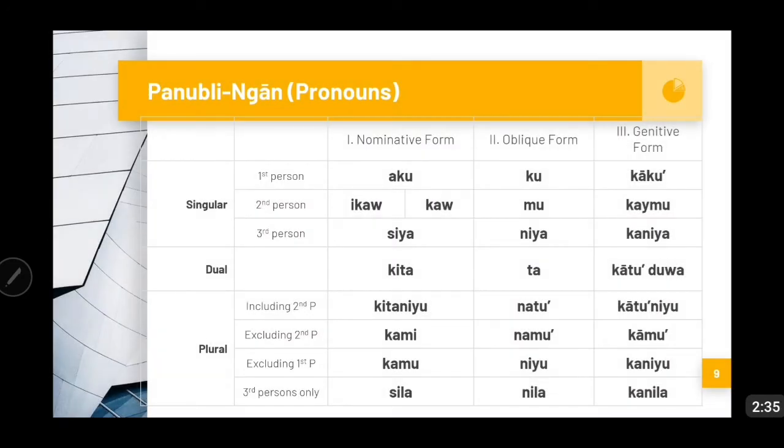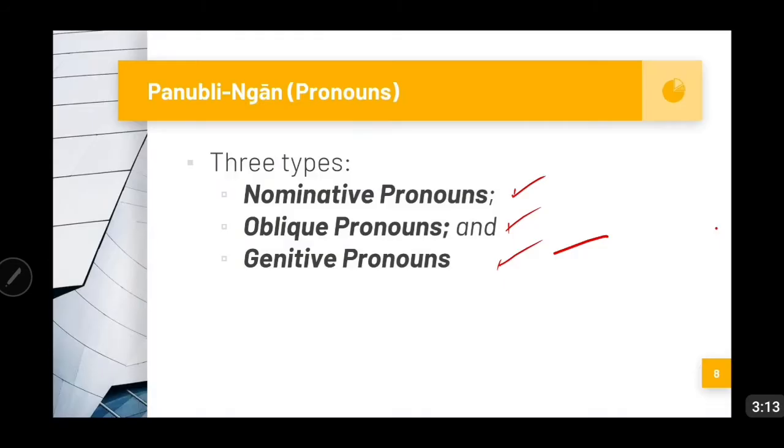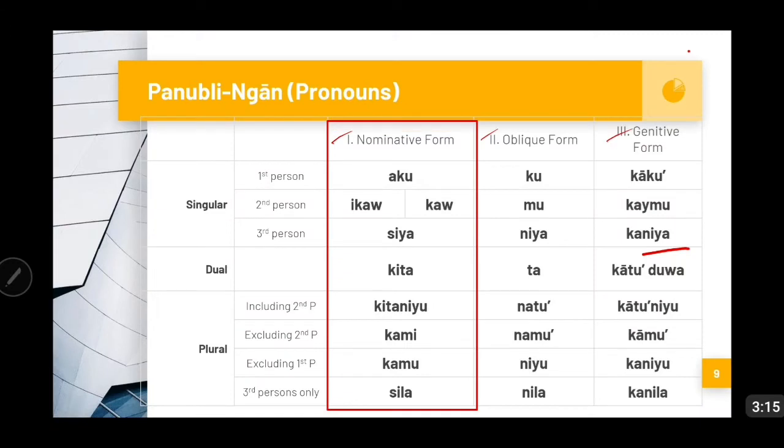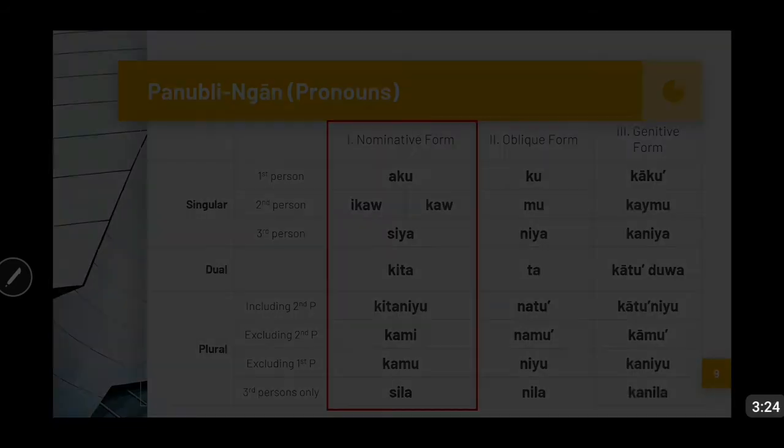Here are the pronouns in the Sinūg language. We have three different forms: the nominative pronouns, the oblique form, and the genitive form. But in this lesson, we will only discuss the first form, which is the nominative form, and the last two forms we will discuss in the next lesson, KANSIYU INI, lesson 4.